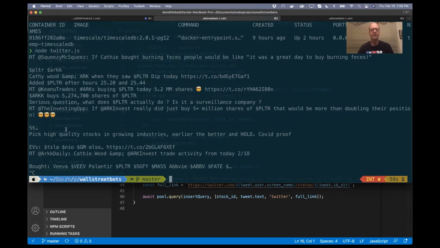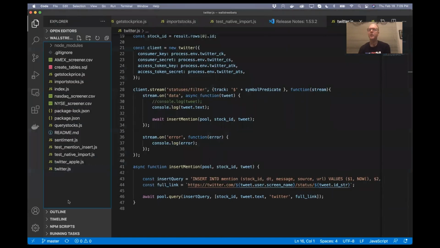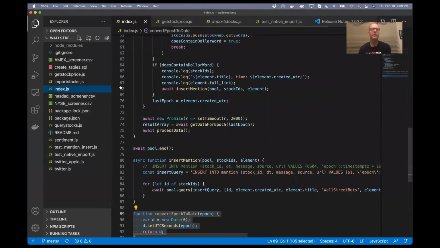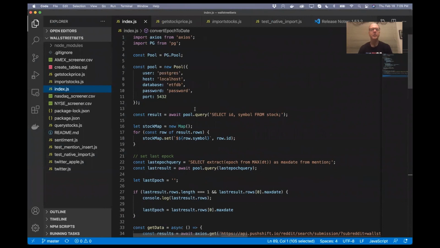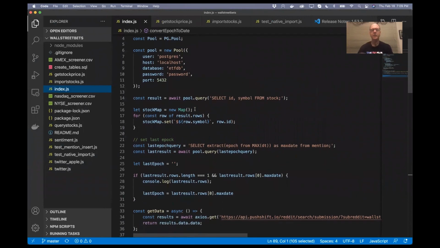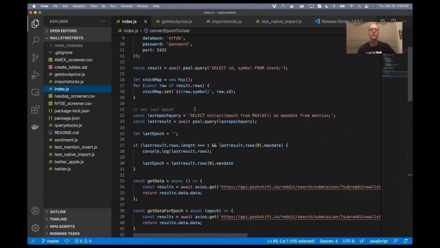So that is Twitter with Palantir. But what we want to do is take a look at what's up on WallStreetBets. In this main index file, I've created a hash map of all the different stocks that are available on NASDAQ and NYSE. And then I'm getting the time of the last mention.